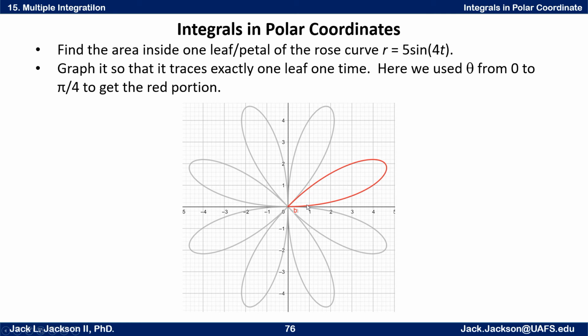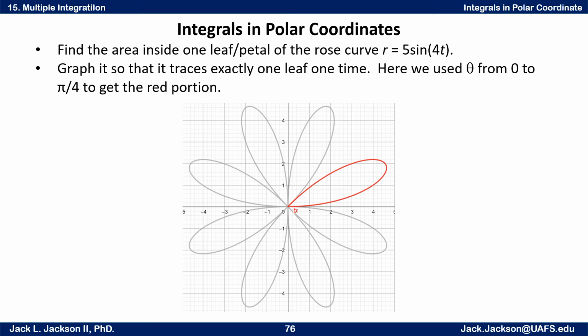And if we want to graph one leaf one time, here I started from 0, which starts at the origin, and it goes out here, and it comes back, and it turns out that happens at exactly from 0 to pi over 4. If you use your graphing utility, and you tell it to only start at 0 and then stop at pi over 4, you should get just this one leaf graph, and that will tell you that you've picked the right theta range. So those are going to be your limits on your integral. Now set up the appropriate integral to get the area inside this one leaf.